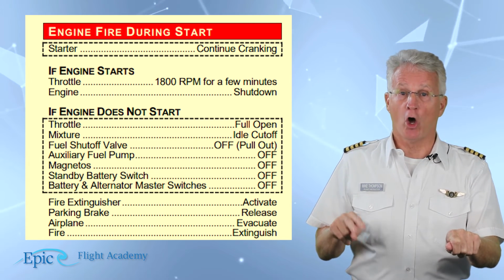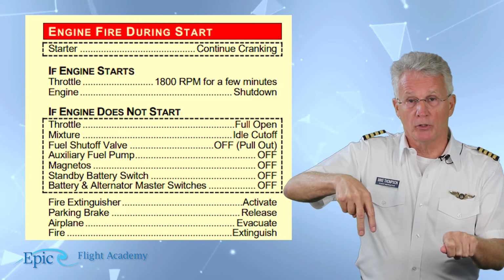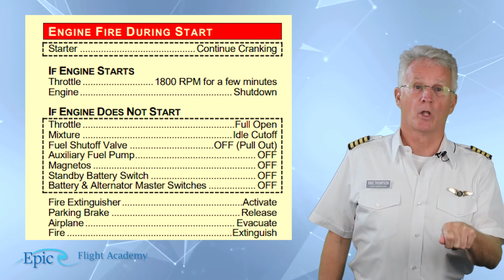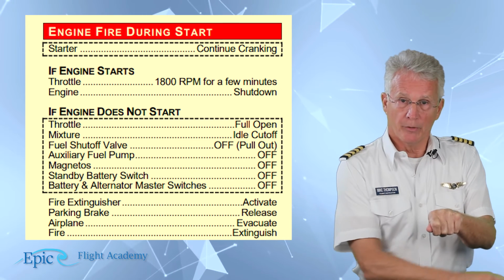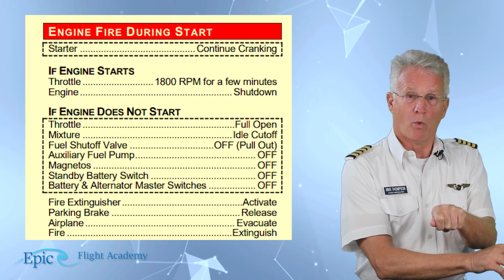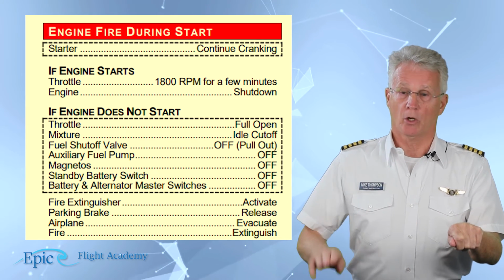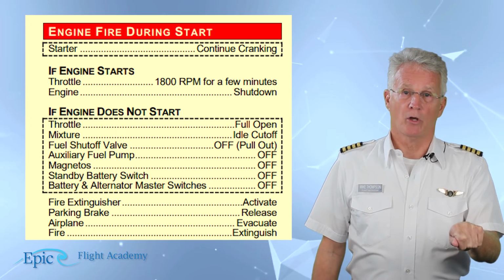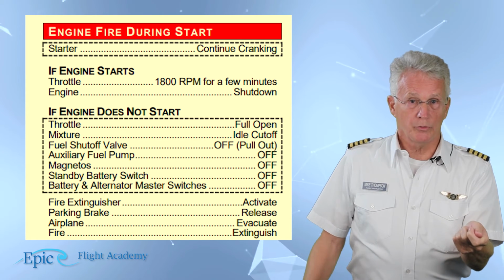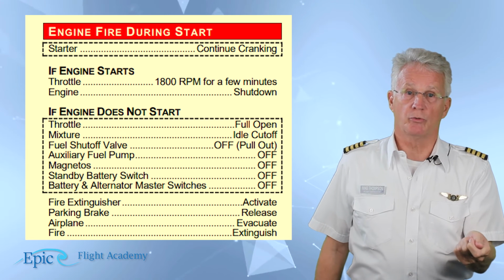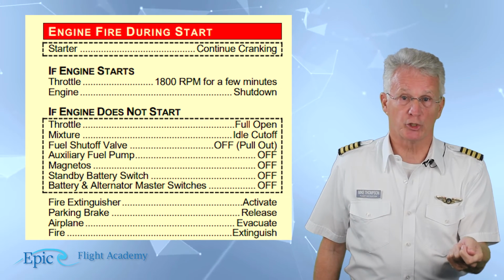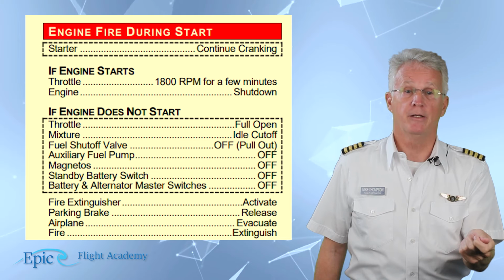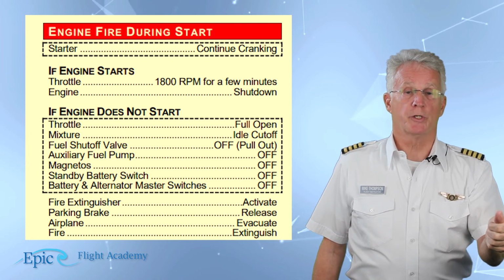Fuel shutoff valve off. Put your fingers in this hook motion and reach down to the fuel shutoff and pull it out. Aux fuel pump off. Notice my hand crossing over while I'm still holding that starter switch. Okay, practice this. Fuel aux pump off. Magnetos off. Now, when you do this motion in the Cessna 172S, because of the design of the switch, when you turn the magnetos off, you are turning the starter motor off as well. Then, standby battery off, master switch off.